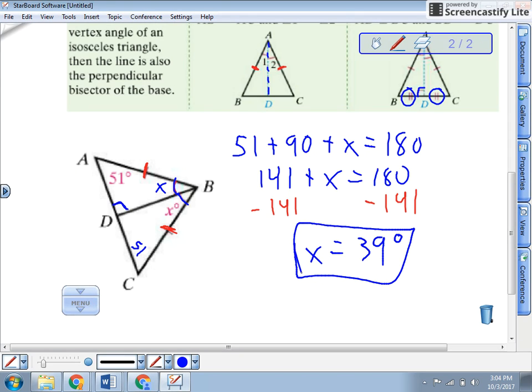So there are our properties on isosceles, equilateral, and right triangles.